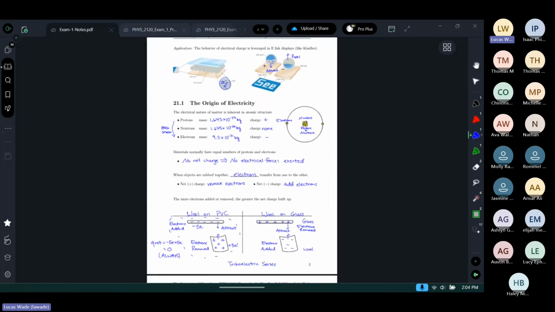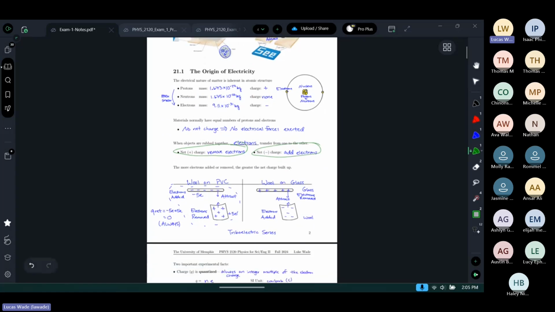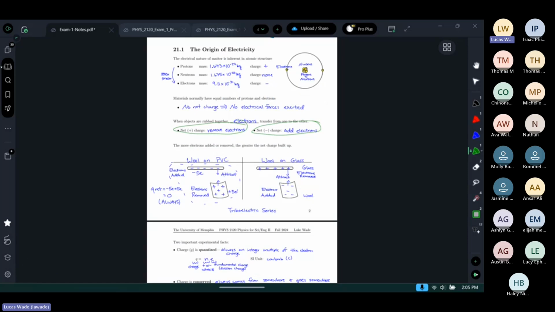The types of conceptual questions you can expect are ones about things like on the quizzes, how do you get a positive charge? It comes from removing electrons. How do you get a negative charge? You add electrons. It's never the protons that are the ones moving around. Excess charges are always due to electrons, at least in most everyday objects.